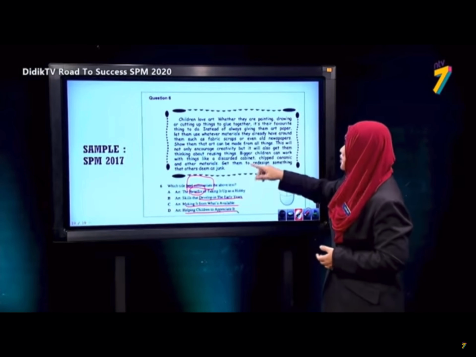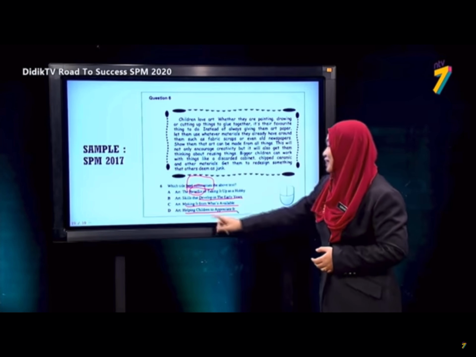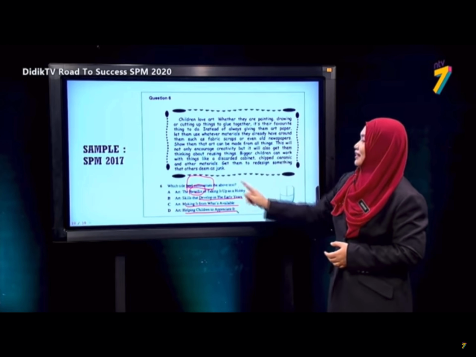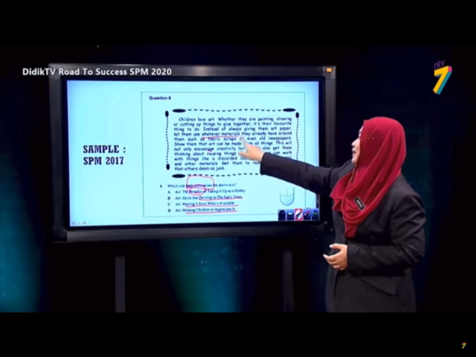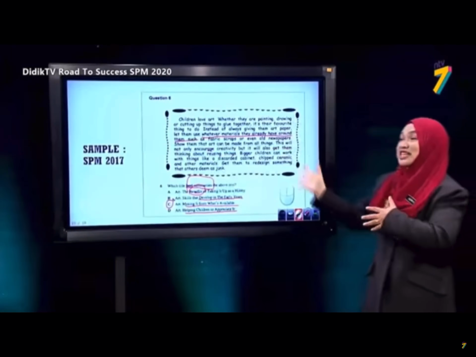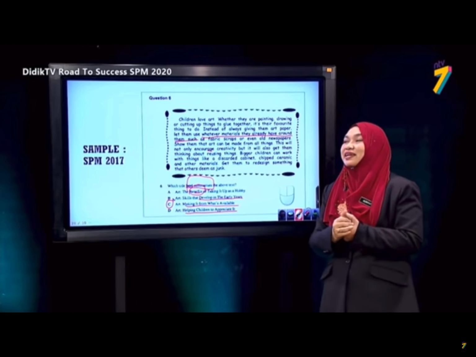So let me answer for you because we don't have time. The keyword here is making it from what's available. So any idea, anything that you can find here? This is the line: use whatever material they already have around them. So the answer is C. Even though the text is long, there's ways to find the answer.